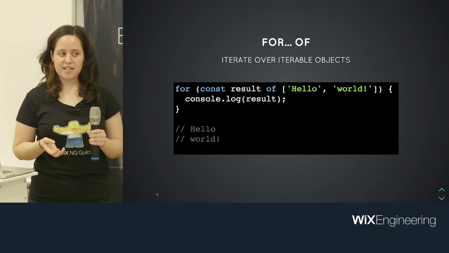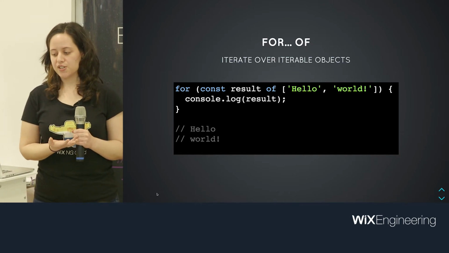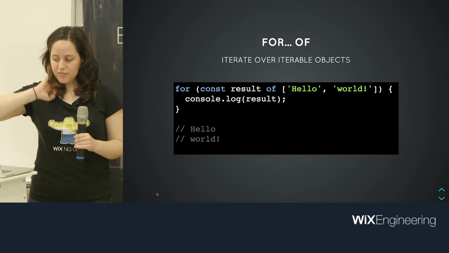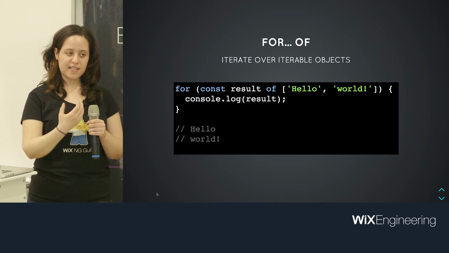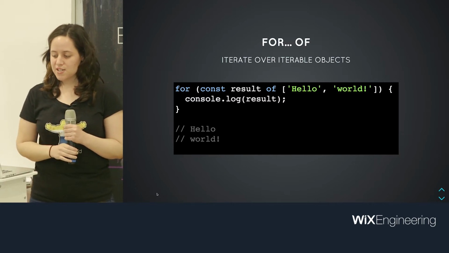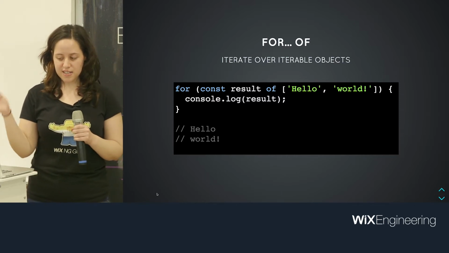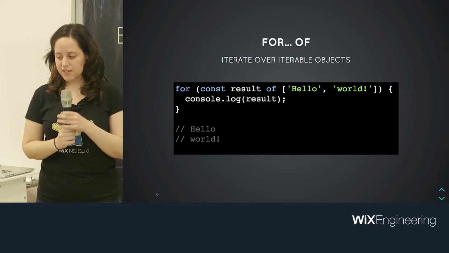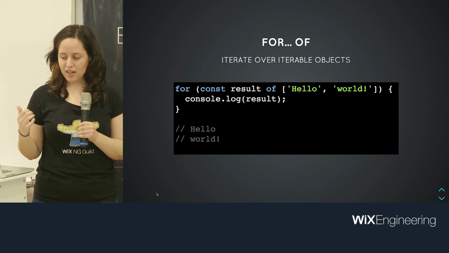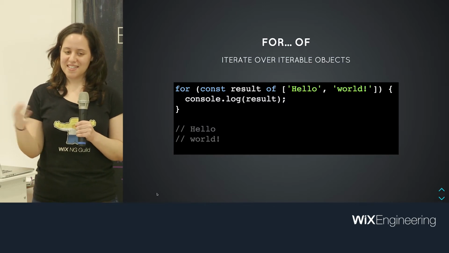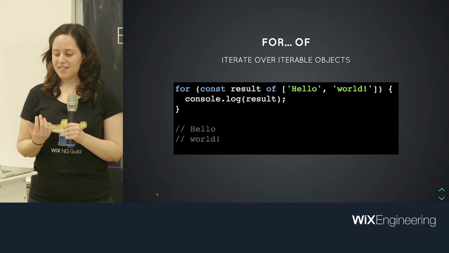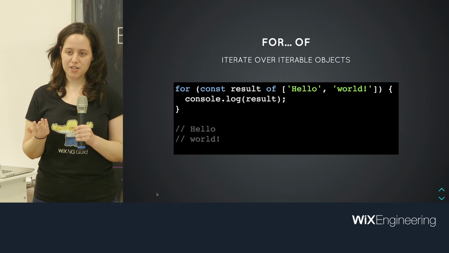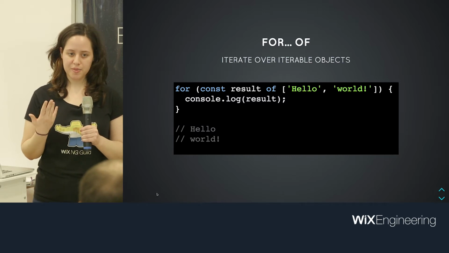So every iterable can return an iterator object that gets the next value every iteration. There's a cool new syntax that came in ES6 that consumes those iterator objects. What it does is take the iterator object, get the next value, put it inside the result, and check if the sequence is done. If it's done, then it ends the loop.